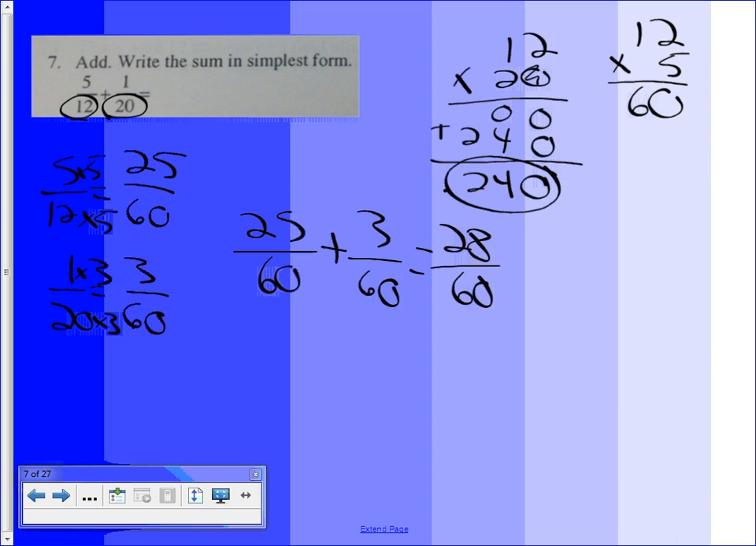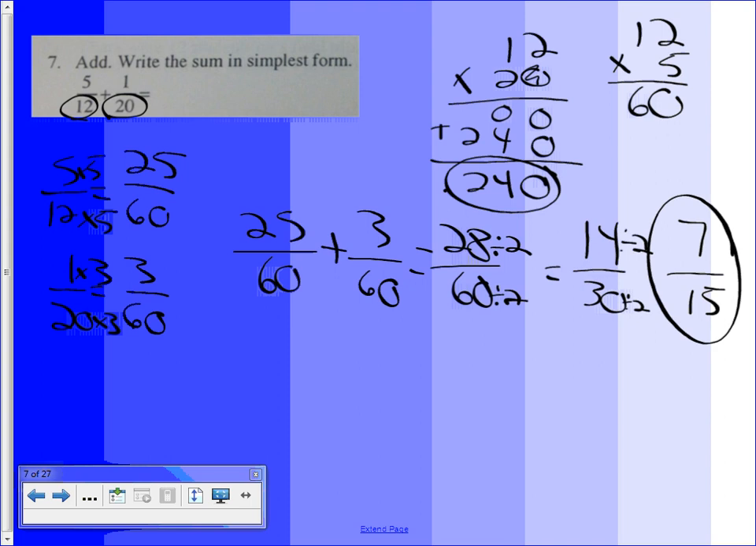Now let's look. We have to reduce these. We can divide them both by 2. Divide by 2. Divide by 2. Equals 14 over 30. They're both even, so we can divide by more. Divide by 2. Divide by 2. You get 7 over 15. That is your answer.